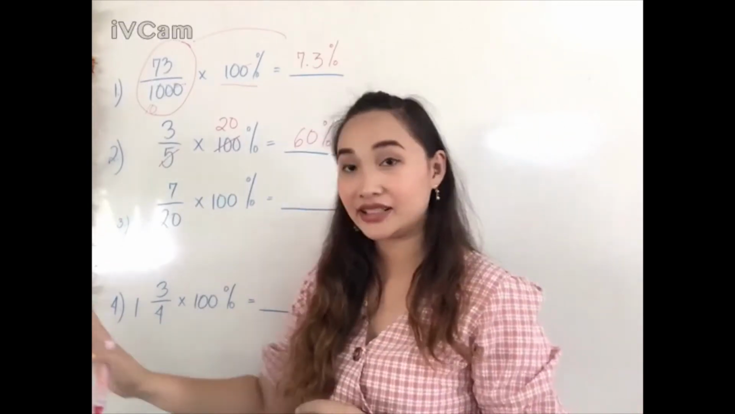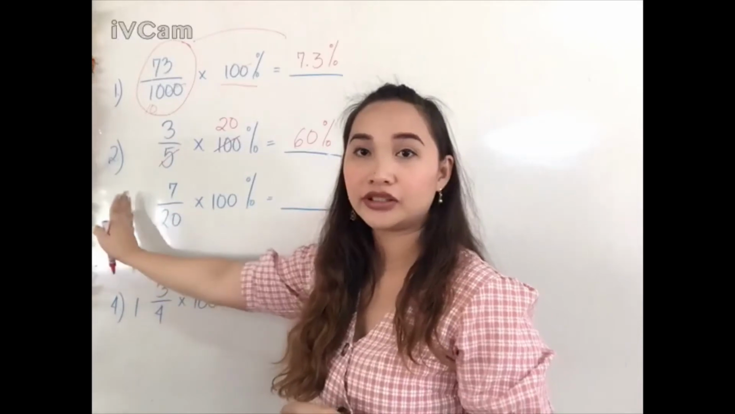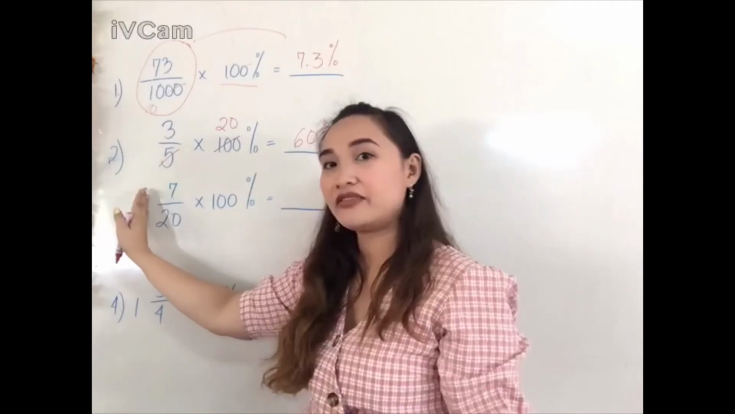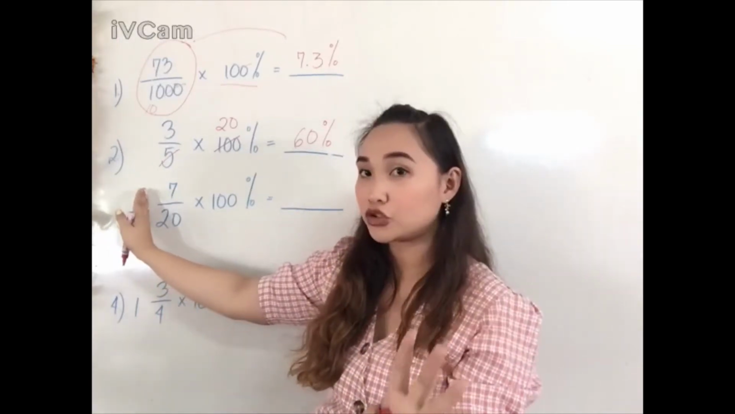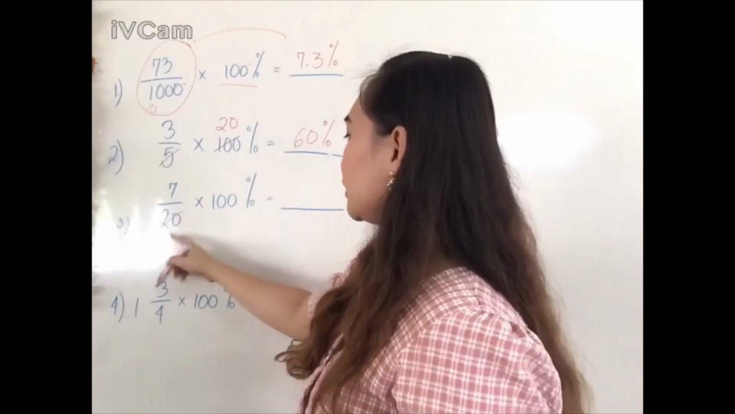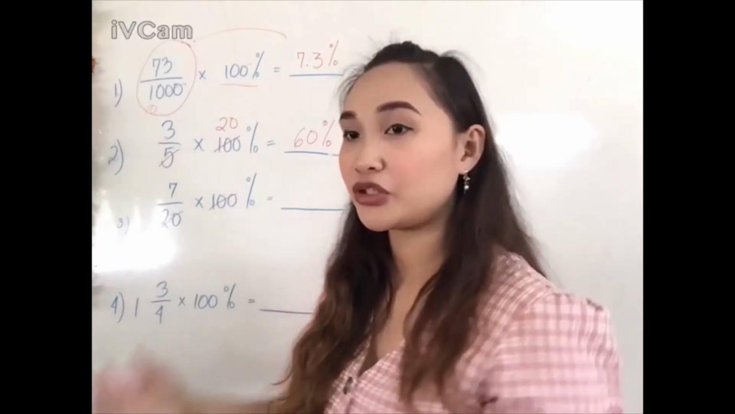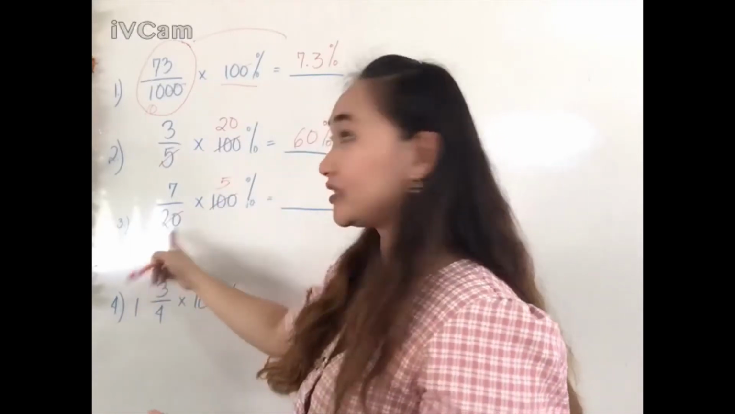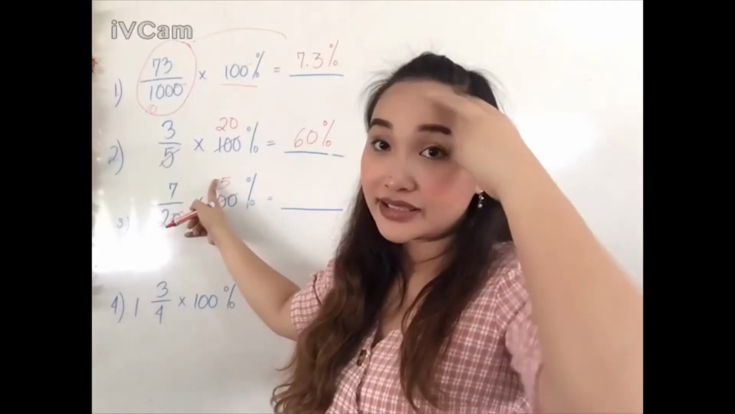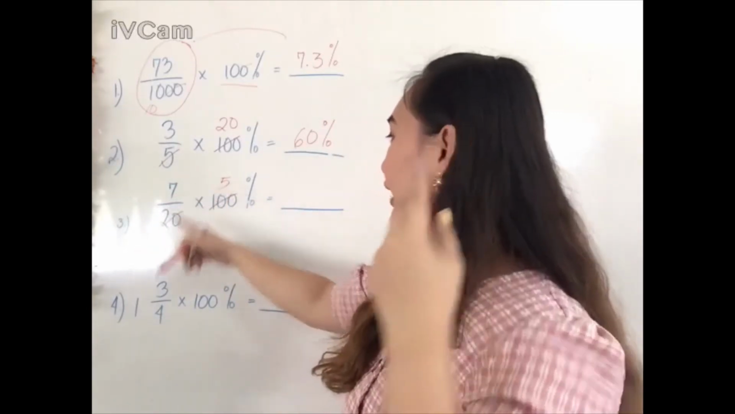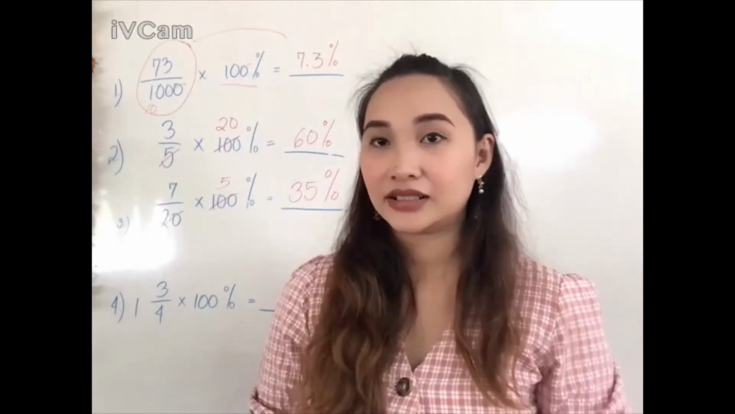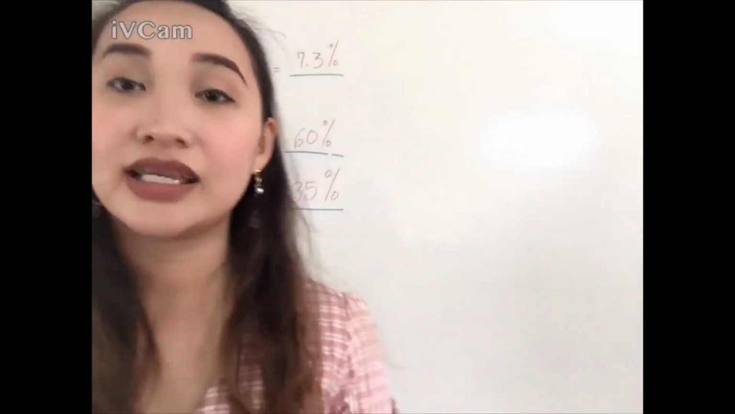All right, another example. 7 over 20. Change that one to percentage is what? We have 20 and 100, cancellation method, this is 5, 100 divided by 20, we have 5, so 5 times 7, 7 times 5, we have 35%. Okay, 35%. Now it's very easy.